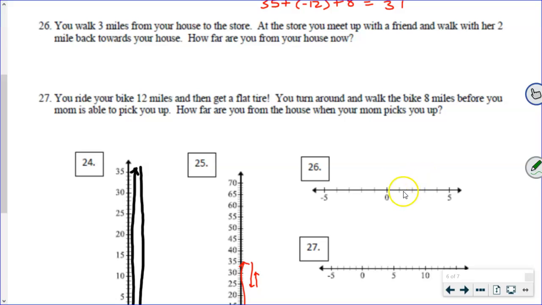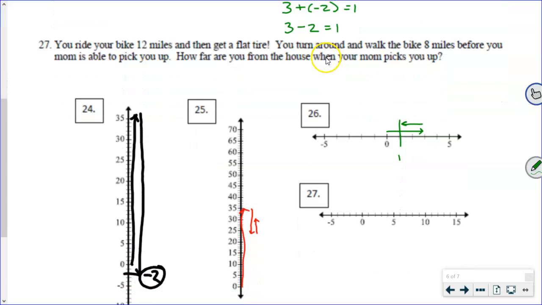26, just for the sake of time, I'm going to make this one also pretty quick doing it on my own. Walk 3 miles from our house to the store, and then meet up with a friend. Walk 2 miles back towards the house. So where do we end up? At 1. And the expression is going to be 3 plus a -2 is equal to 1. Can you also think about it as 3 minus 2? Yeah. In this problem you can, but I just want us to also make that connection that we are talking about addition of negative integers. In the past we may have modeled it like this, but now we have more tools and now we can model it 3 plus a -2.